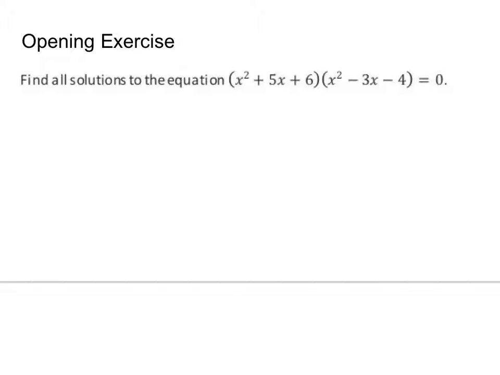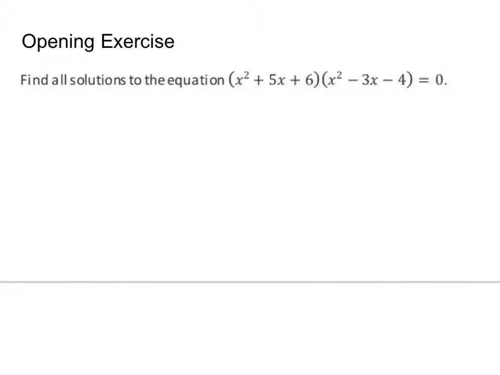Okay, so for your opening exercise, find all solutions to the equation x squared plus 5x plus 6 times x squared minus 3x minus 4 equals 0. I'm going to factor this first. Remember, factoring breaks it into 2 sets of parentheses times 2 sets of parentheses equals 0. And we look for factors of 6 that add to 5. We can go through some skills about factoring at another time, but this won't be too bad if I help you out.